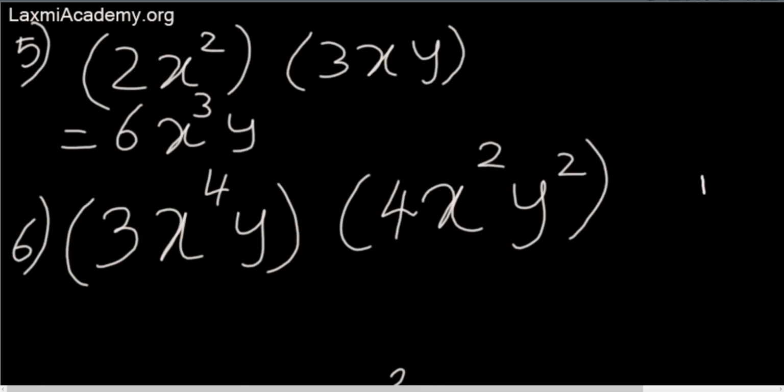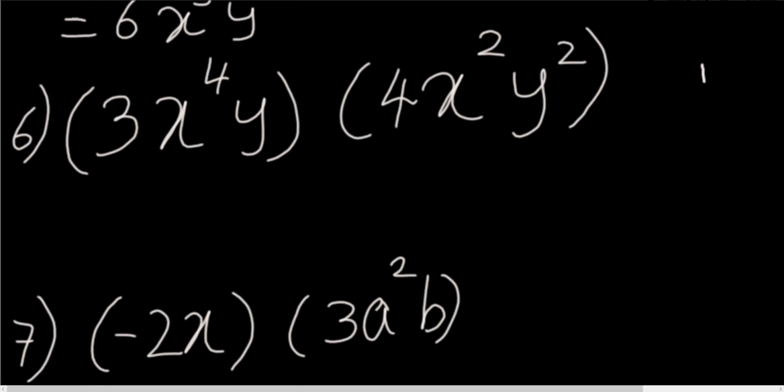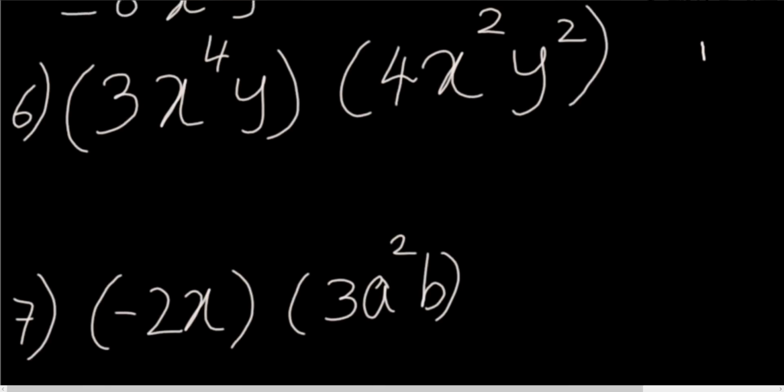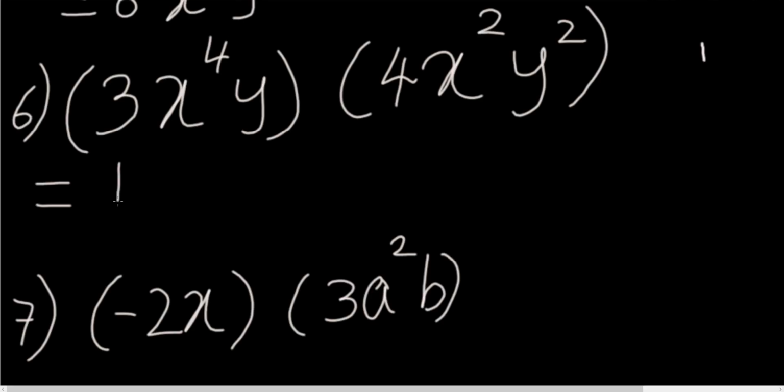You can pause the video and copy the problems and practice with me. That way you know where you stand and how fast you can do it. So here again, 3 and 4 are coefficients which we multiply first. 3 times 4 is 12. Then x to the fourth and x to the second. So x, and then 4 plus 2 is 6. Then here y, the power is 1 and here the power is 2. So y to the third.